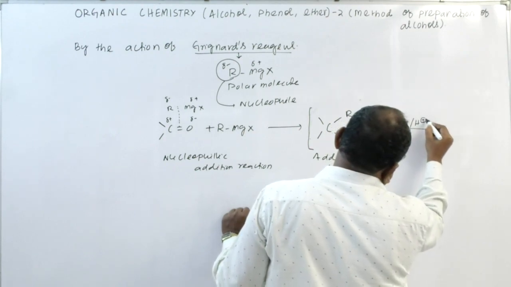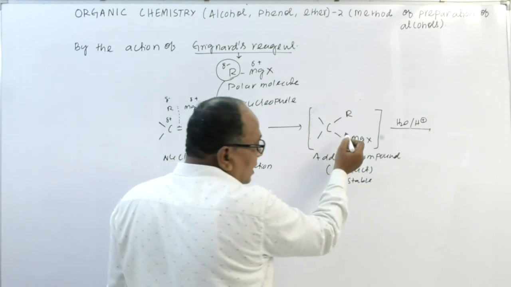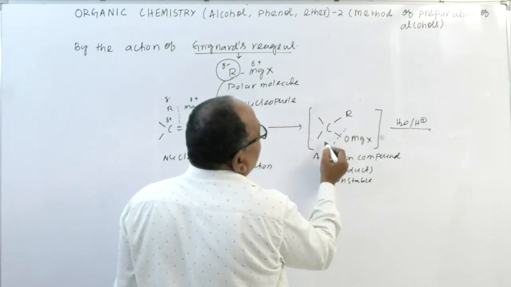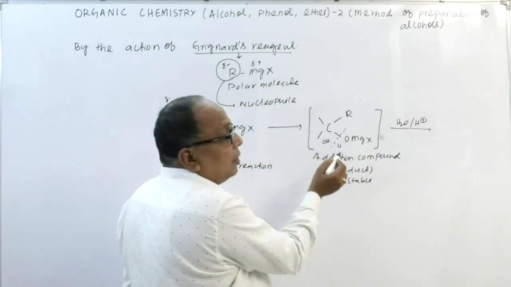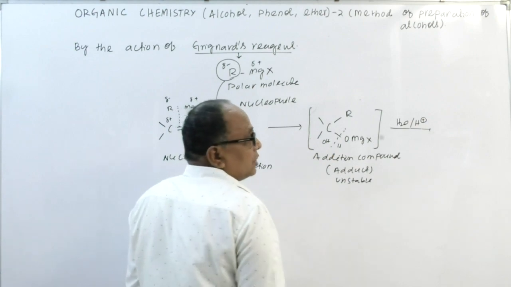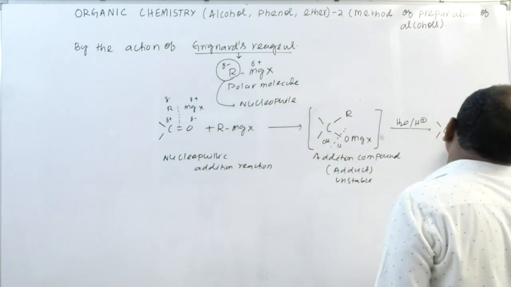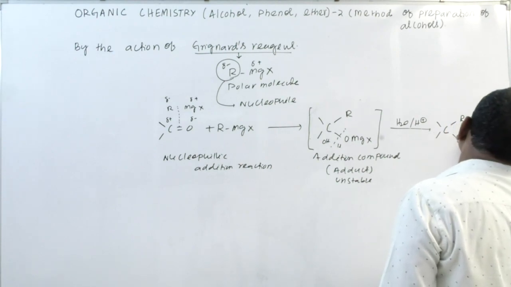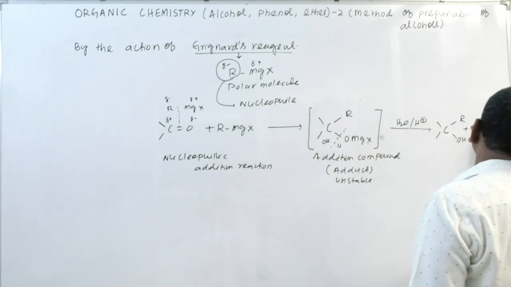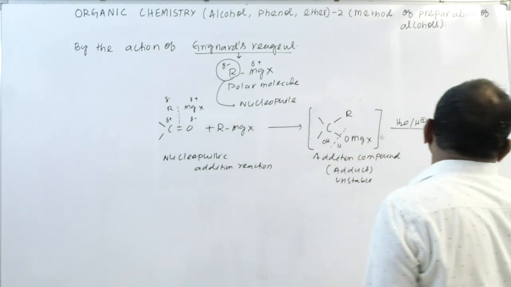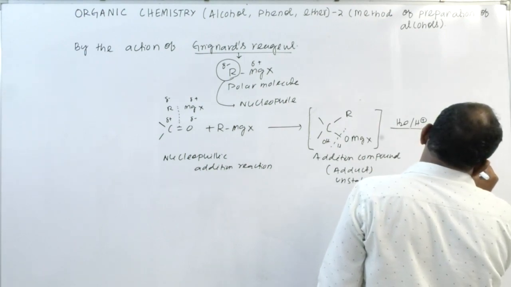Upon acidic hydrolysis, what is acidic hydrolysis? During acidic hydrolysis, the bond breaks here. This side OH, this side H. Hydrolysis means water, H2O. So this becomes CROH plus MgOHX, and this is the alcohol.